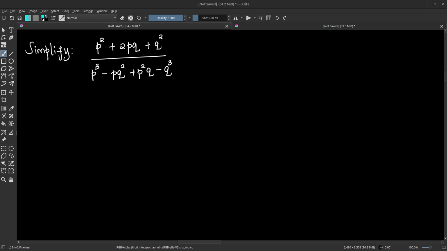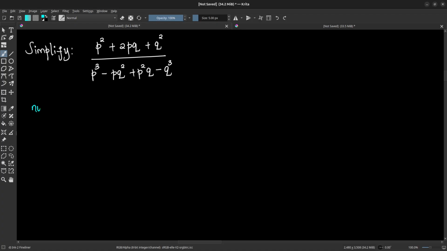Hello, in this question, we are asked to simplify this expression. In the numerator, we have p squared plus 2pq plus q squared. And in the denominator, we have p to power 3 minus pq squared plus p squared q minus q to power 3. Let's start with the numerator.